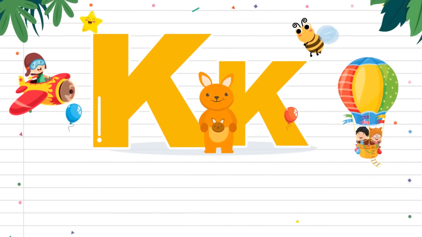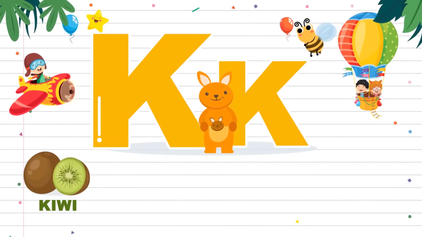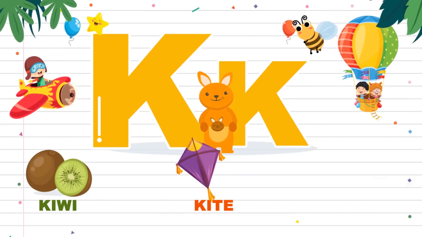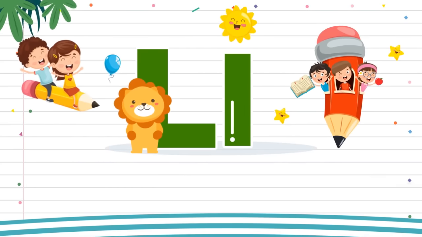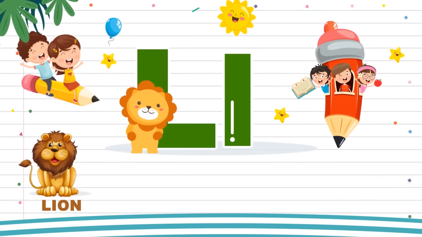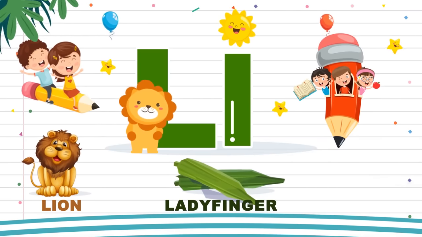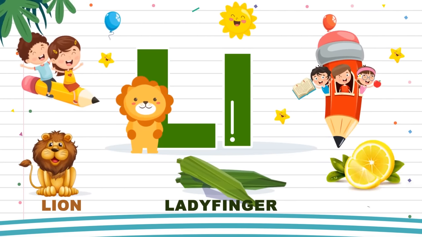Wow. K is for kiwi. K is for kite. K is for keyboard. L is for lion. L is for ladyfinger. L is for lemon.